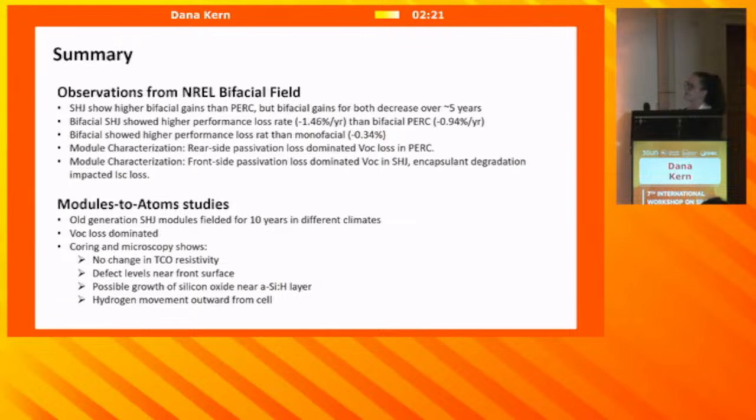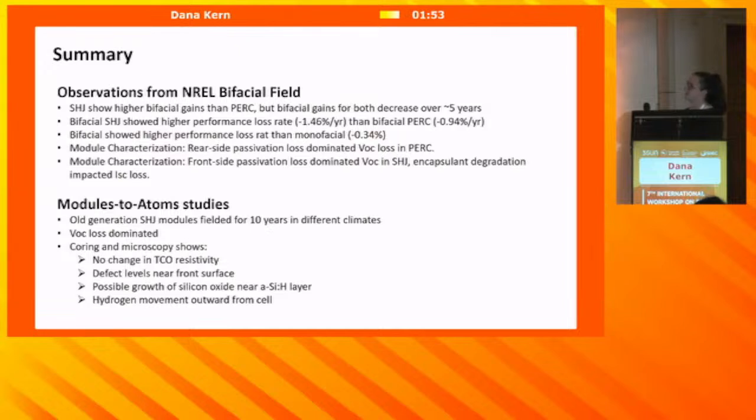First we talked about the bifacial field and saw a higher performance loss rate for silicon heterojunction modules compared to PERC. But again, these could be an older technology, and we would be interested to study newer technologies. And we saw that the bifacial modules were degrading faster than the monofacial counterparts. Most of the loss was dominated by VOC. The silicon heterojunction module also had additional encapsulant degradation that we think was because of an unstable encapsulant with a UV blocker.